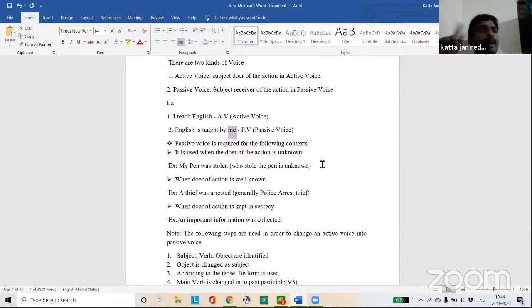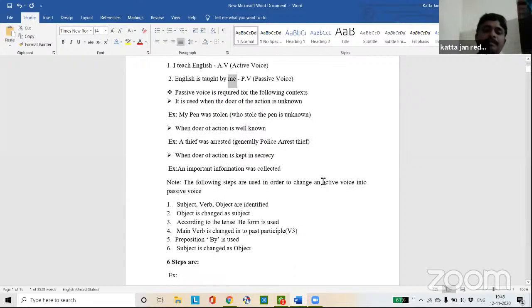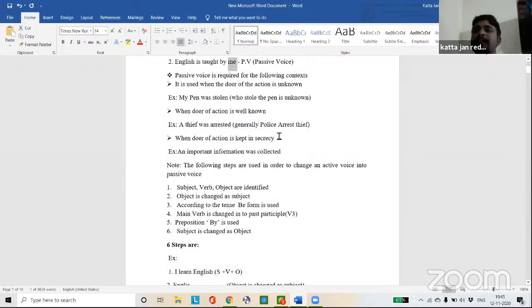Let the cat out of the bag means reveal the secret. It is an idiom. Let the cat out of the bag is an idiom which means reveal the secret. So when we don't want to let the cat out of the bag, then we use passive voice. Okay. In these three contexts, we use passive voice instead of active voice. So we need to learn passive voice.